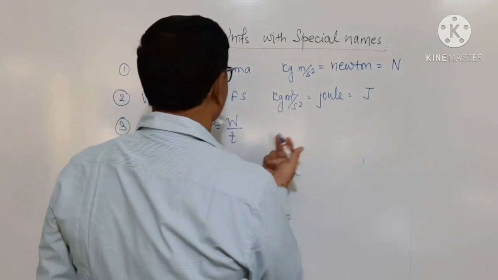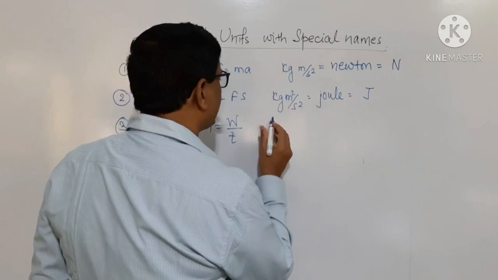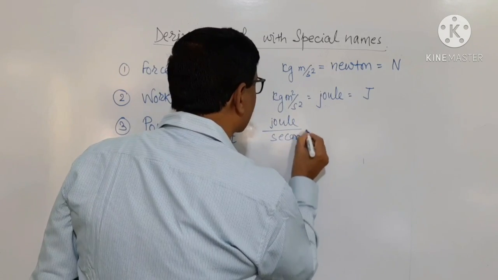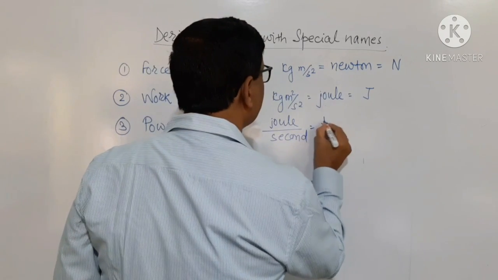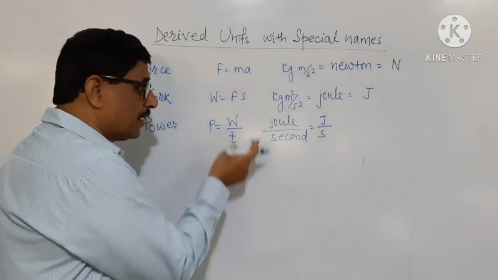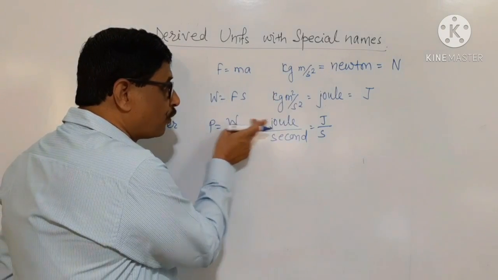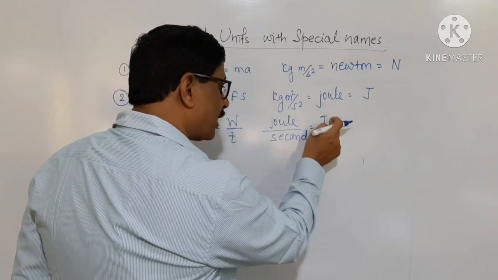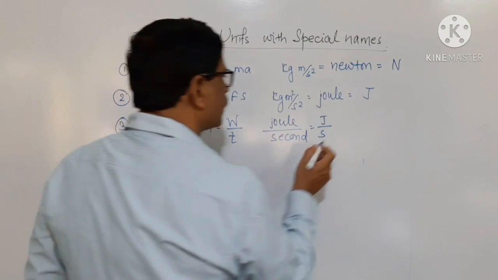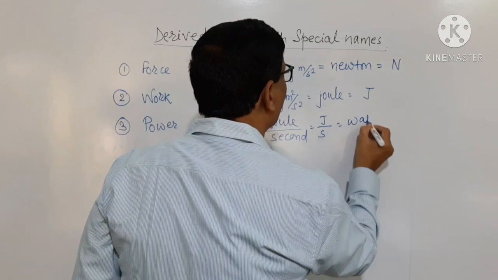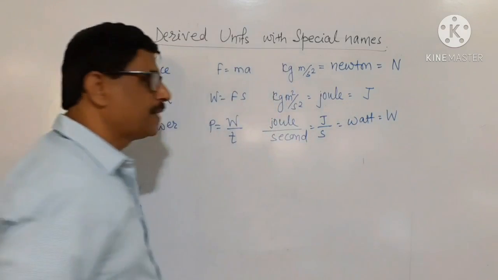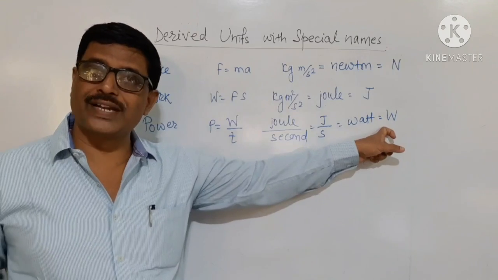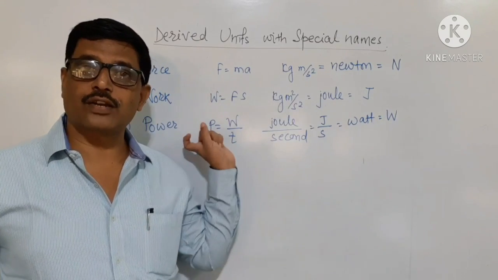Power is work upon time. Therefore, what we expect here, work, if you take it as joule, then it should be joule per second. Here, you might have seen, I had written it in full form, then second should also be in full form. Here I had taken it in symbolic form, so second should also be in symbolic form. It should be equal to watt, and the symbol of watt is capital W. This is one more unit with a special name for the quantity power.